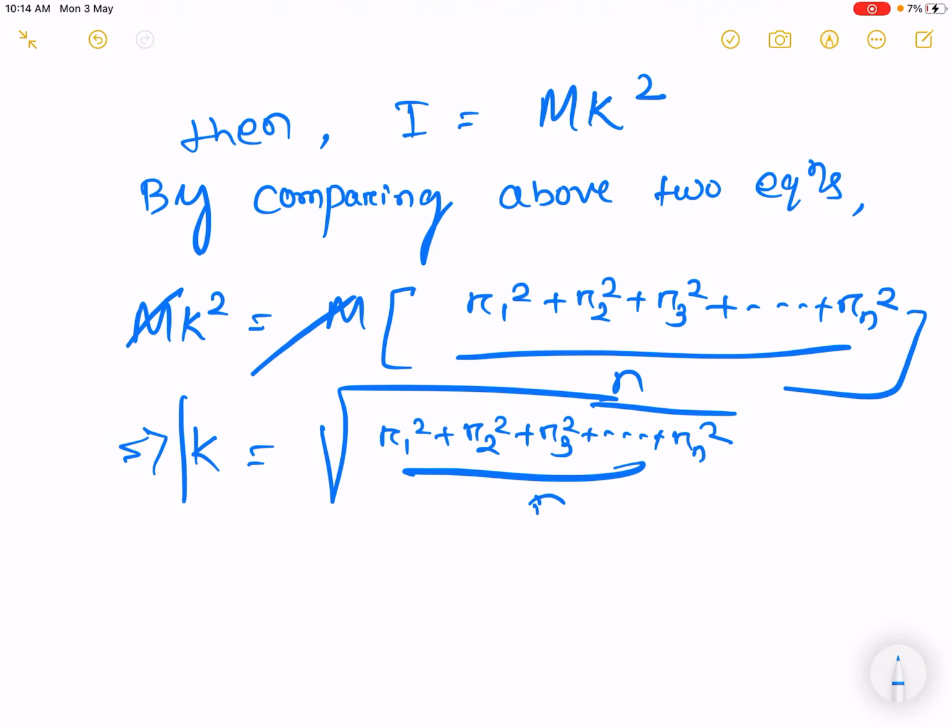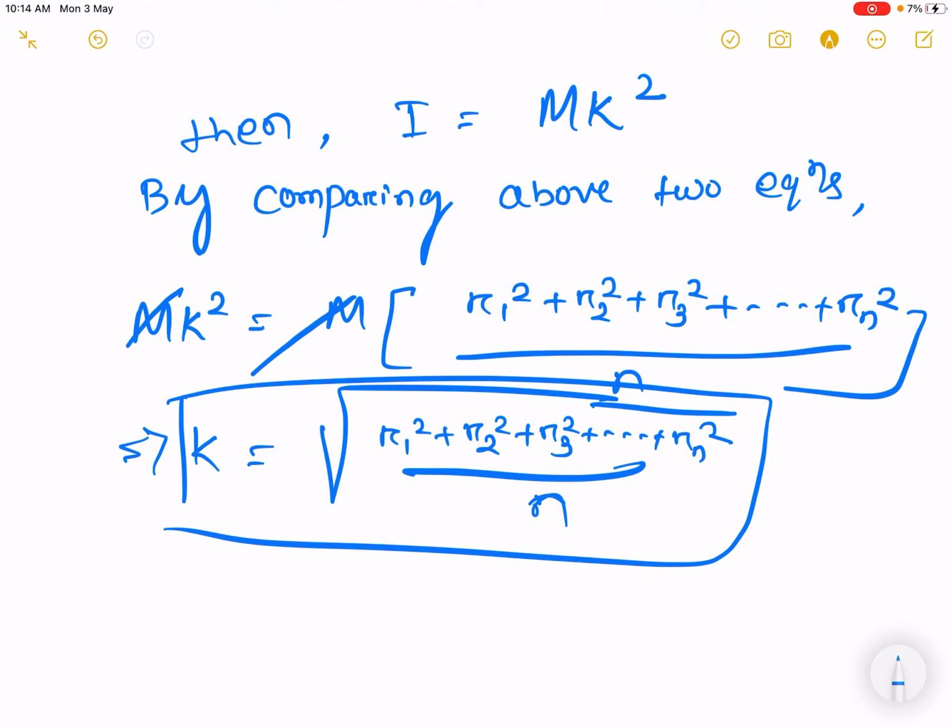This is the formula of radius of gyration, and its basic concept is that it gives the distance from the center of mass to the axis of rotation, such that about this distance, if the moment of inertia is calculated, then this moment of inertia is equal to the moment of inertia of the whole body.